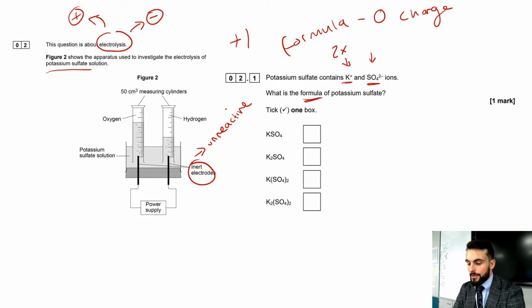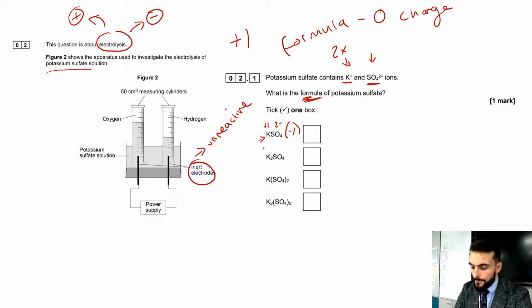And we just figure out which one of these cancels out so that it's at 0 charge. We can test it. You'll figure out the answer pretty quick, but I'll just do the first one to show you the method. So in this one, we've got 1 potassium, which would be overall +1 charge. And then we've got one sulfate ion, which would be 2-. That would cancel out to -1 overall charge. It's not that one, because if it's got a charge, it would be an ion. So let's try the next one.